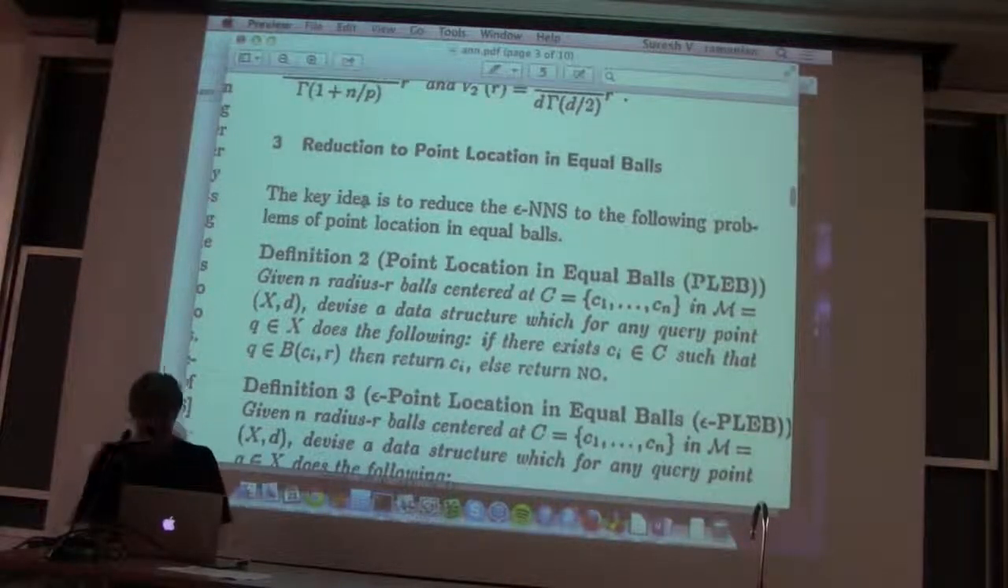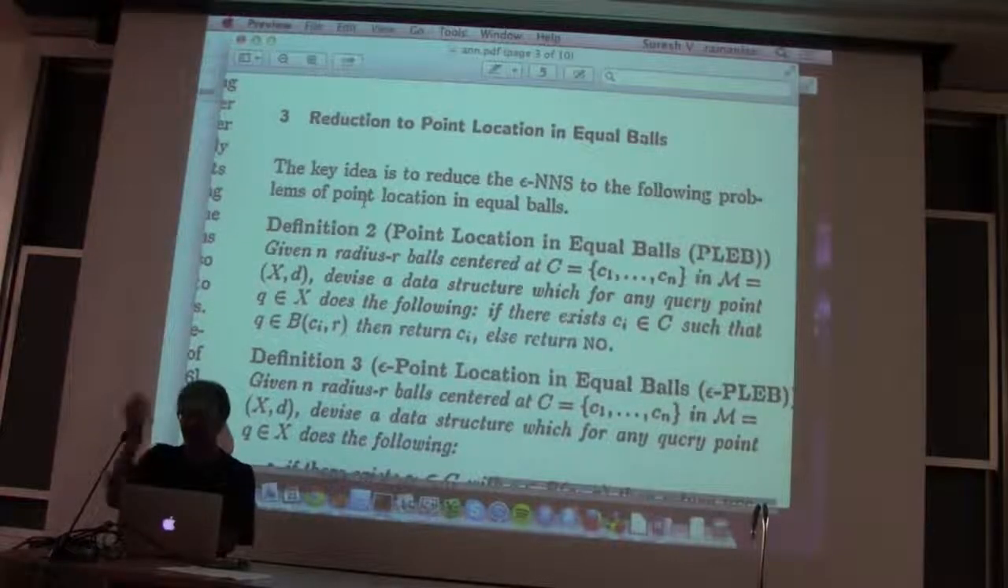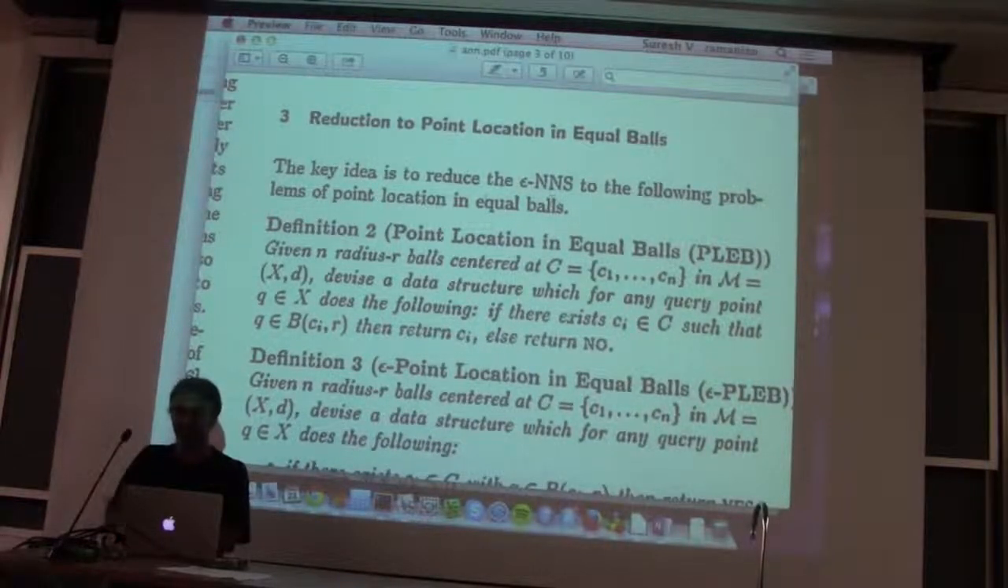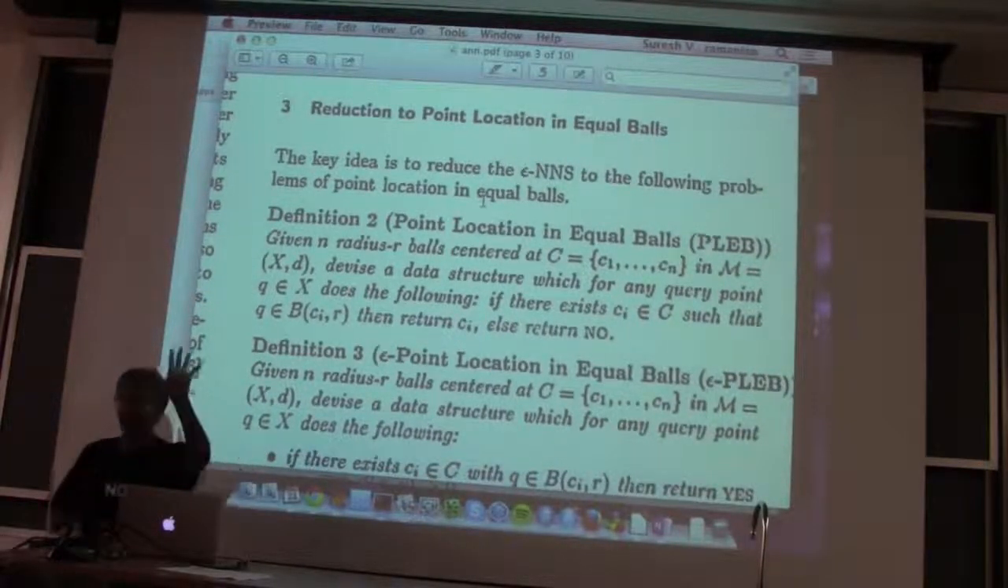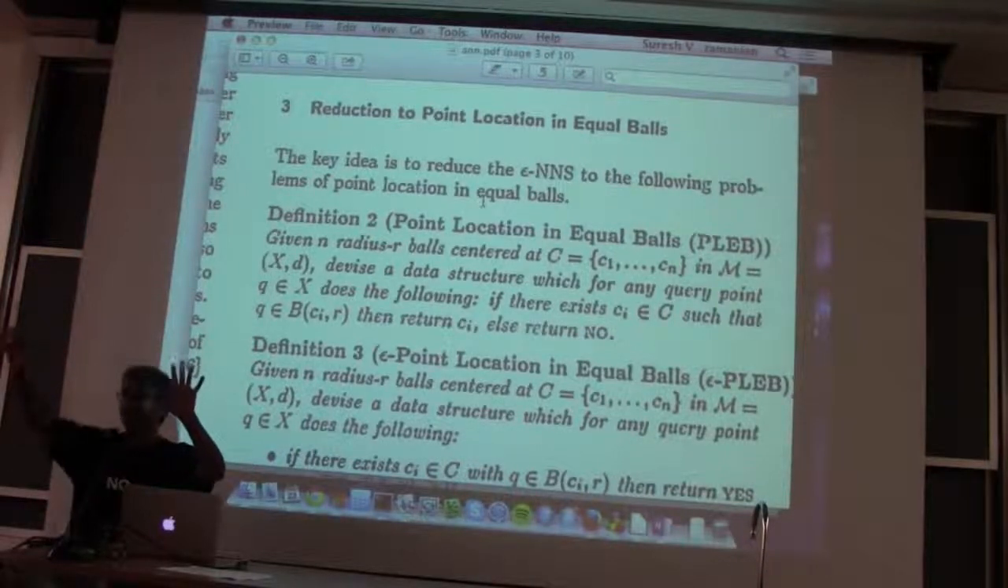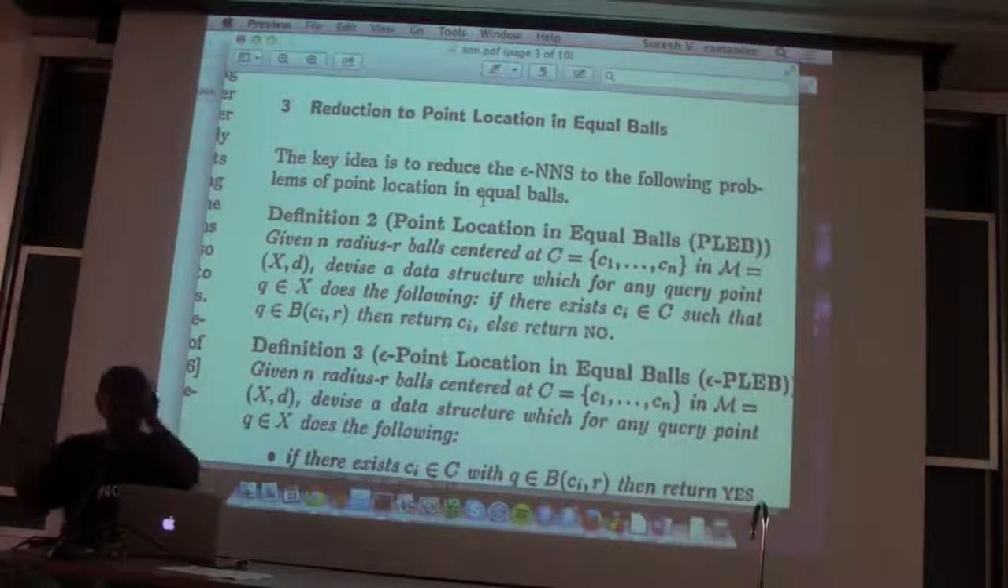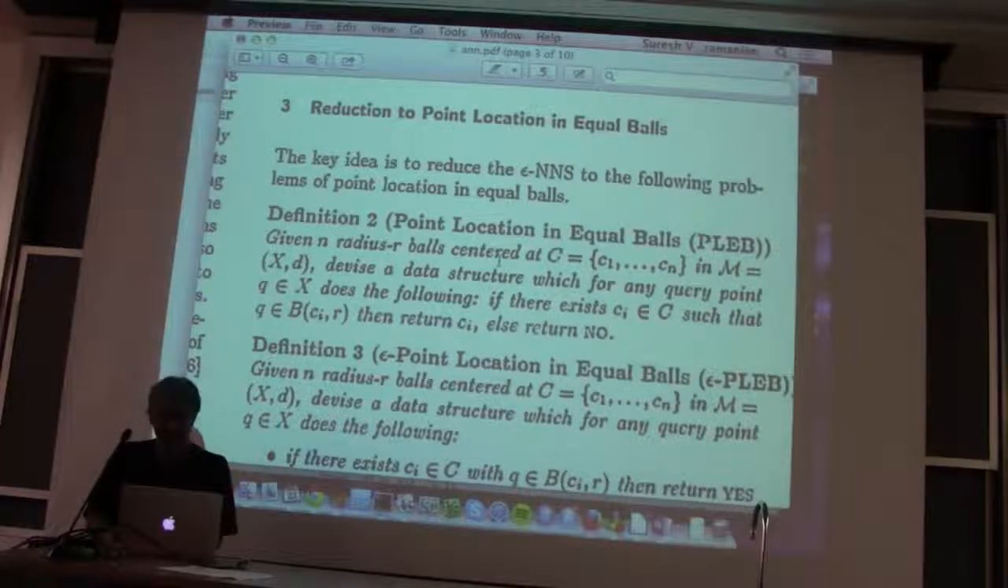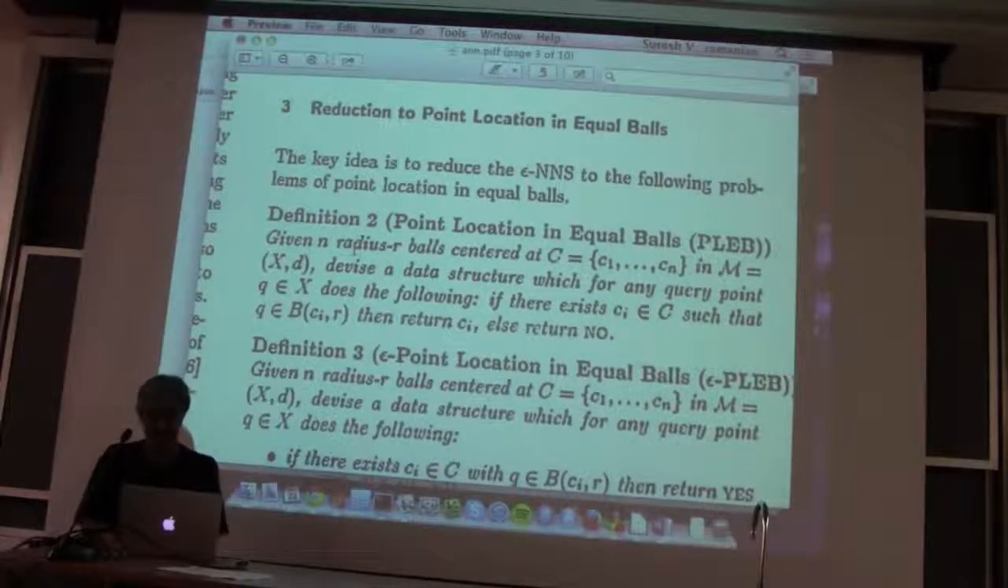The key idea is to reduce the epsilon approximate nearest neighbor problem to the following problem. Okay, so you want to take your original problem and reduce it to this problem, presumably so that you can solve this one and then solve that again. That's the idea. And what's this problem? Point location in equal balls. Given n radius r balls, centered at these different centers, devise a data structure for any query point Q that does the following.